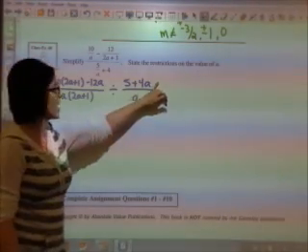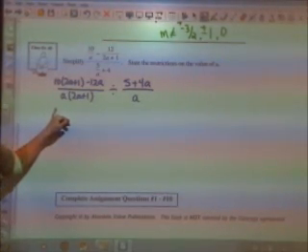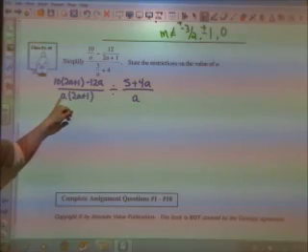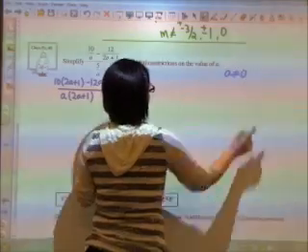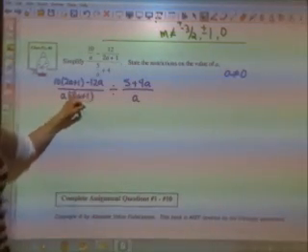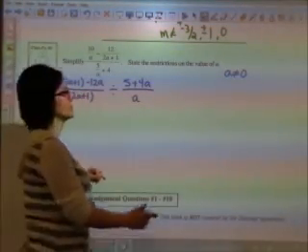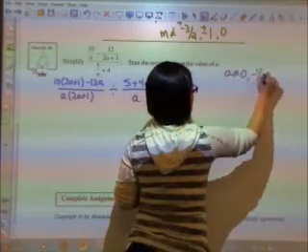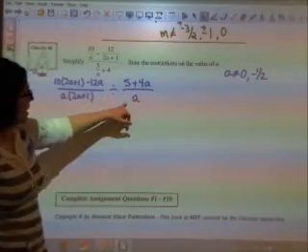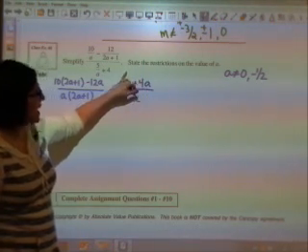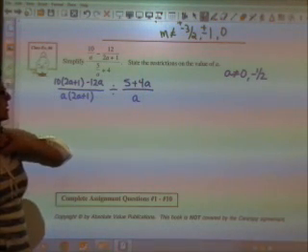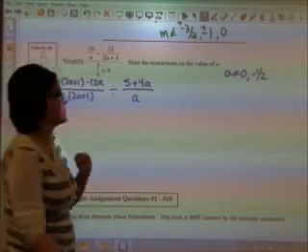So at this point, I can almost look at what my restrictions would be. A can't equal 0. A can't equal negative 1/2. A can't equal 0 here. And then up here, a can't equal negative 5/4.